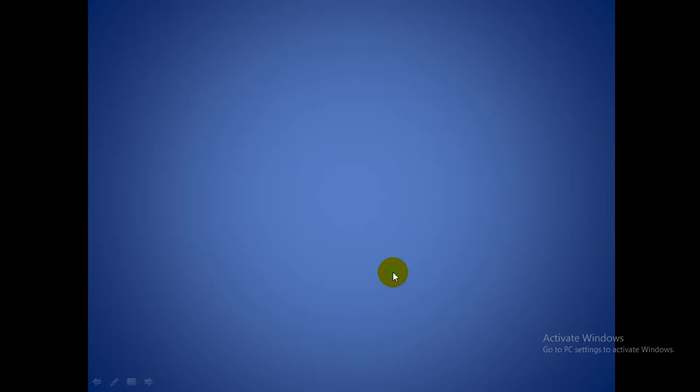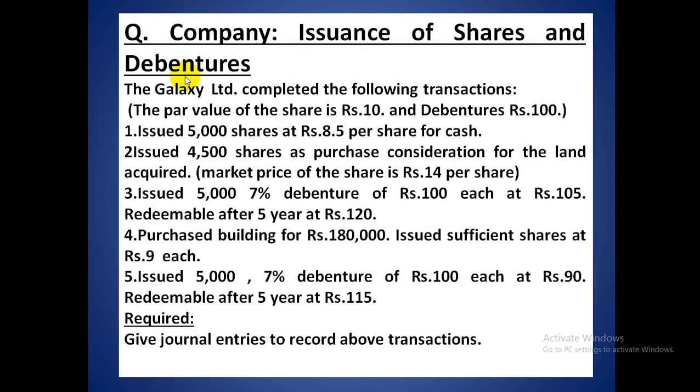Let's have a look at the exam practice question. The Galaxy Limited completed the following transactions. Par value of their share is rupees 10 and par value of their debentures is rupees 100. The company issued 5,000 shares at rupees 8.5 per share for cash. If we compare these two prices, we can estimate that the shares are issued for less than par value, and this rupee 1.5 should be recorded as discount by the company. This is the case of subsequent issuance. Company is issuing shares for receiving money, cash.